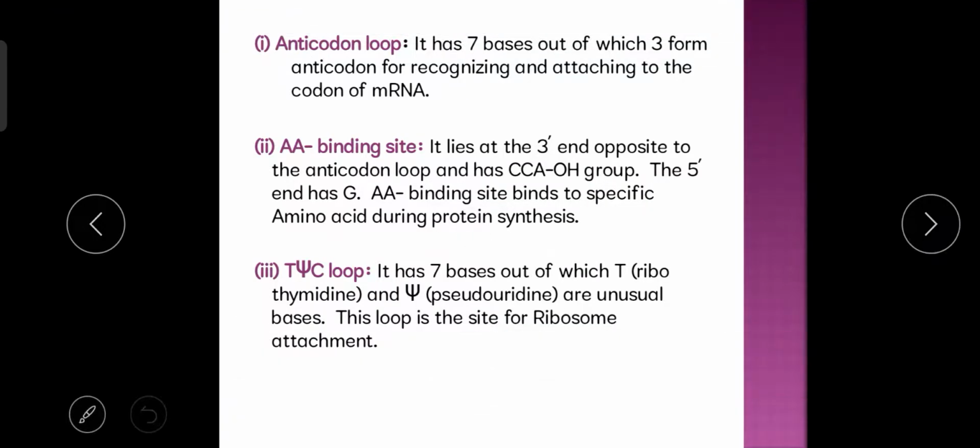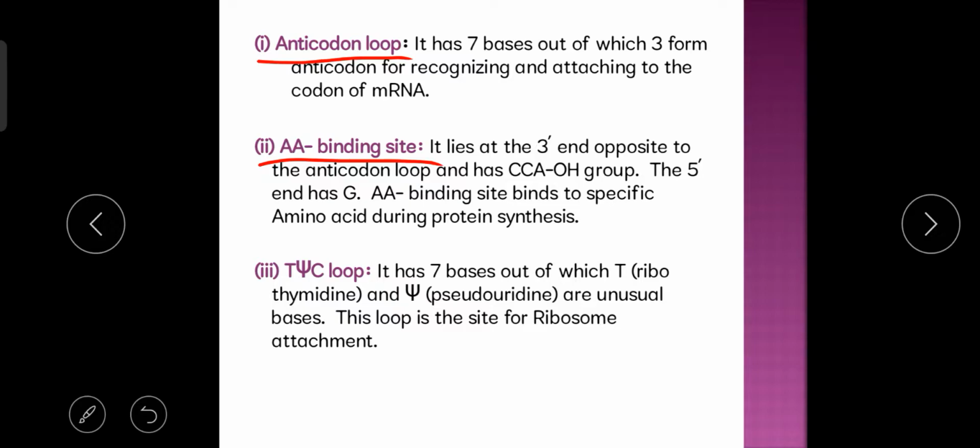So this is the structure of the transfer RNA. The first arm is called the anticodon loop, or anticodon arm. Remember the names. The anticodon loop is present just opposite of the amino acid binding site, which is the second one. I will show you in the diagram, but before that, just remember the names.